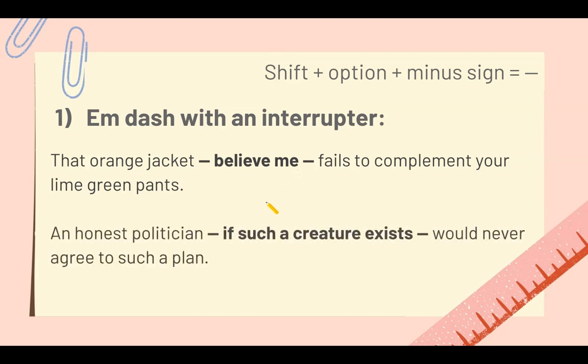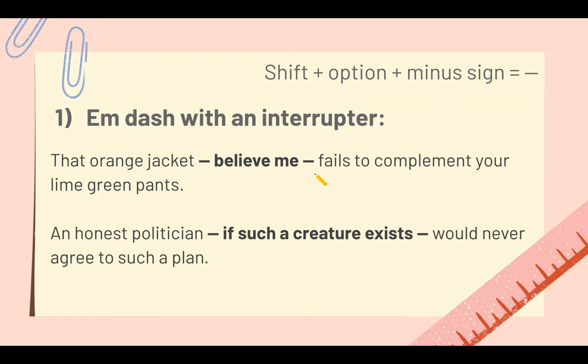One more example. An honest politician — if such a creature exists — would never agree to such a plan. So here my interrupter is "if such a creature exists." I'm setting it off with em dashes. Notice there's spaces on both sides. That's how you would type it. Please make sure there's a space on either side. Okay, that's one way you use a dash, with an interrupter.